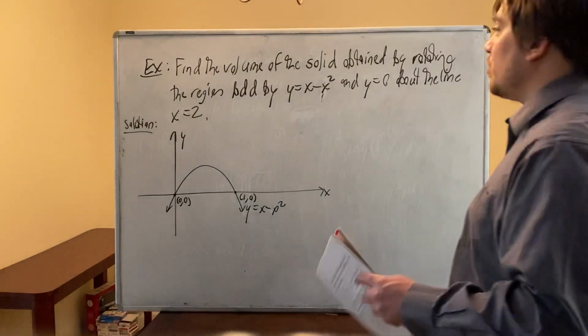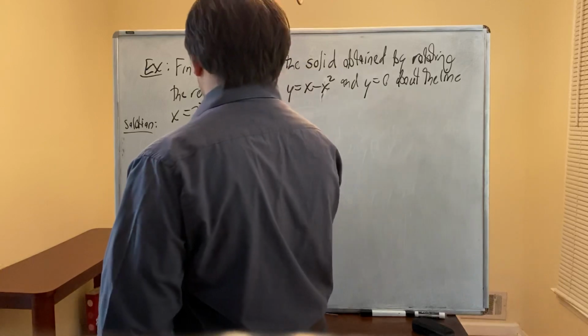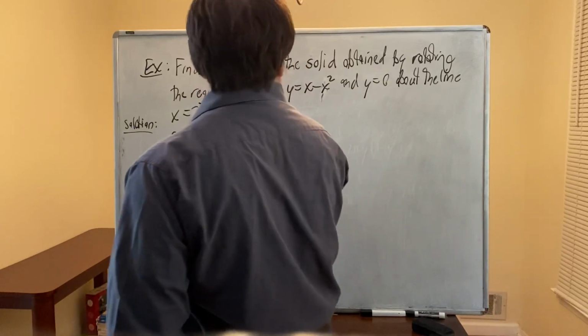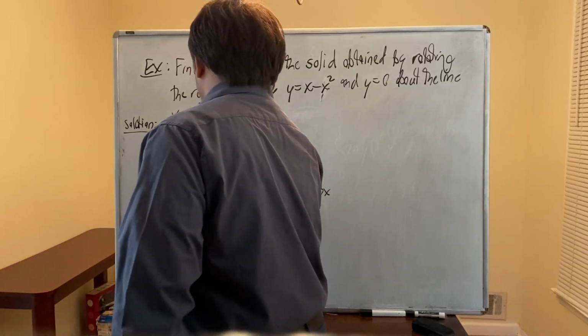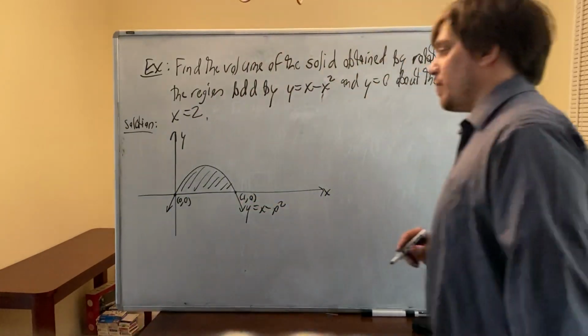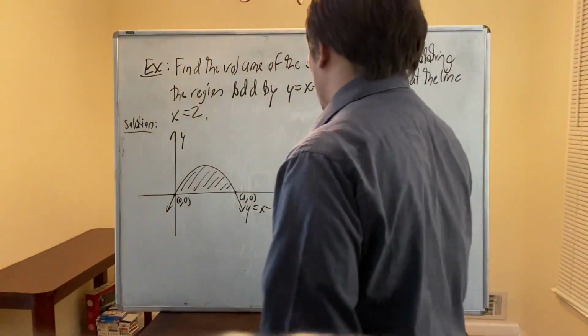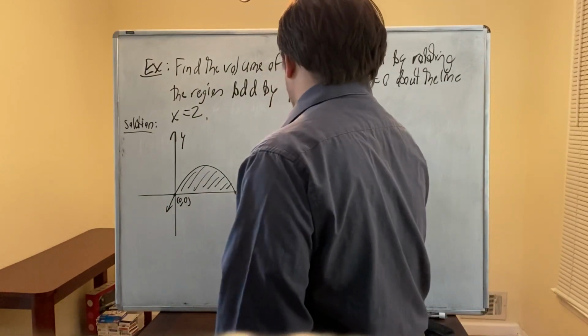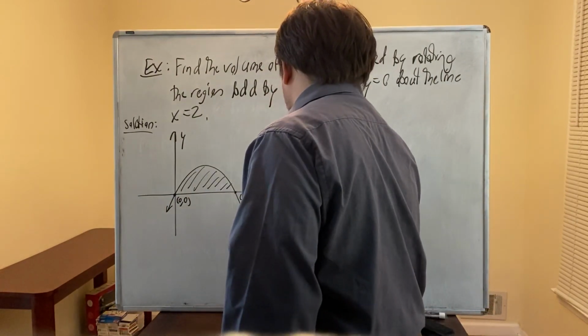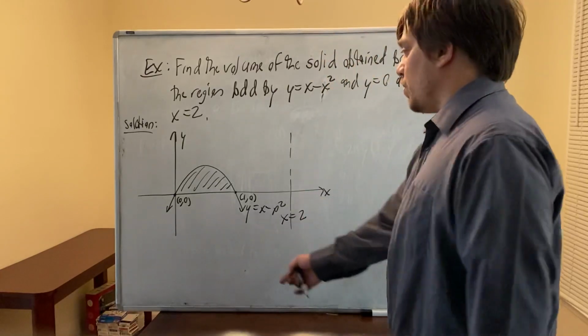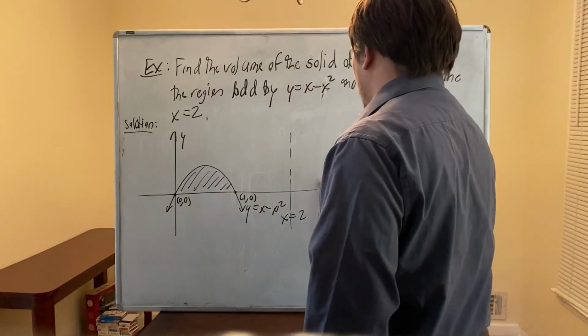Now, the region bounded by y equals x minus x squared and y equals 0, that's the region they're talking about. We're going to rotate that region about the line x equals 2. So here's the line x equals 2, and we're going to rotate that about the line x equals 2.